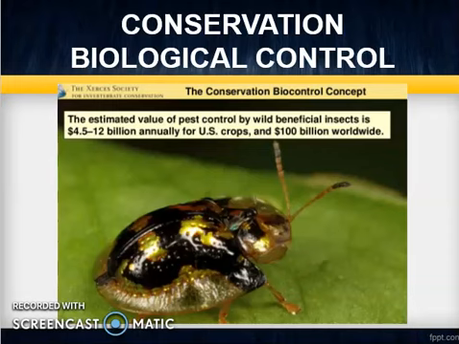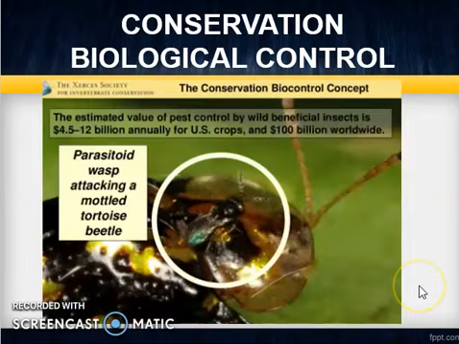For the next slide, this is an example of insects in the type of beneficial insect, or what we call natural enemy. This insect is called the parasitoid wasp. This parasitoid wasp, a beneficial insect, can be used to attack any pest that attacks our crops. Our pests are also insects. For example, this parasitoid wasp can attack another pest, the mottled turtle beetle, that can cause damage to a crop.